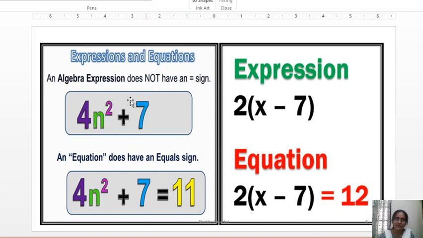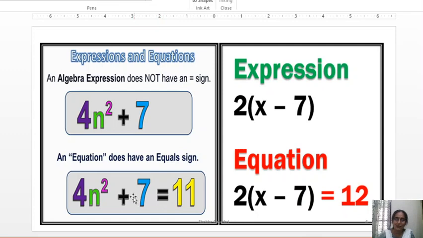There are 2 figures in this slide and we will consider the first figure now. There are 2 statements. 4n square plus 7 is the first statement. Second statement is 4n square plus 7 equals 11. What is the difference between first statement and the second statement? Second statement consists of equal sign. First statement does not have equal sign. Such statement is known as expression. It is algebraic expression. Now, the statement which consists of equal sign is known as equation.